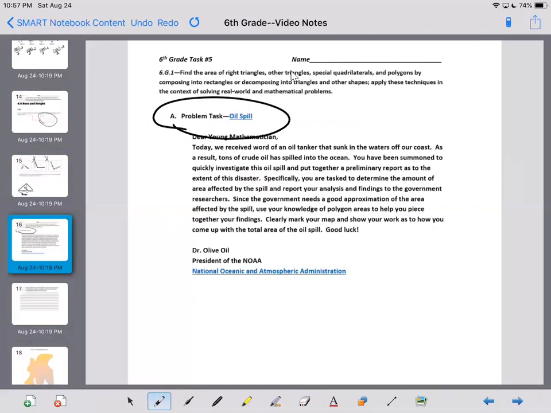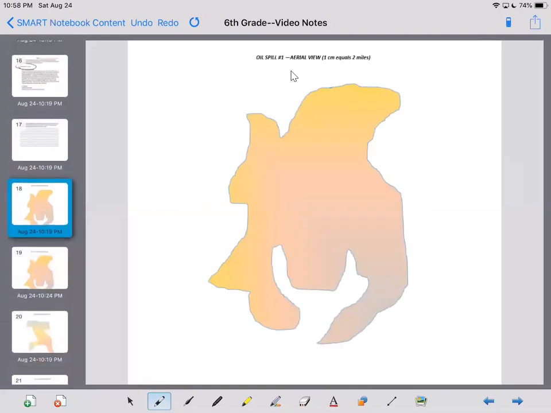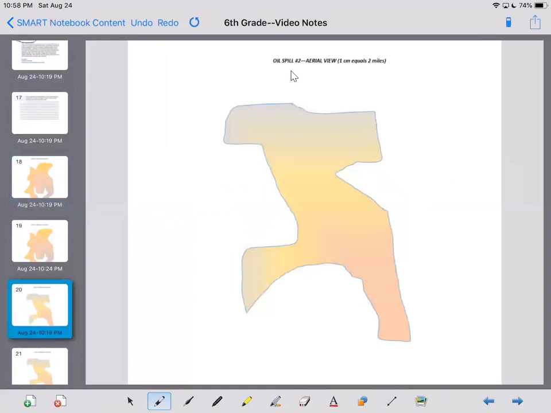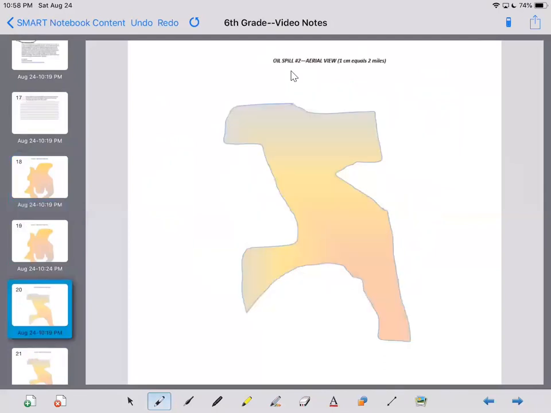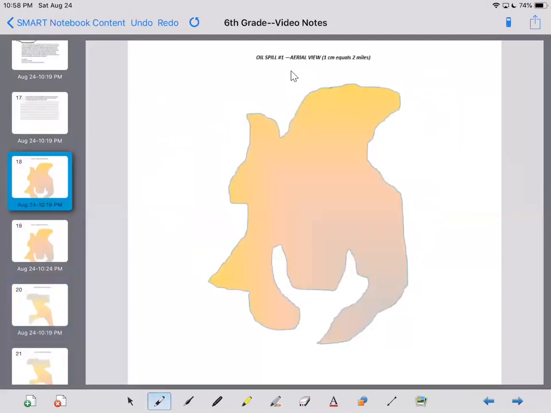We took this problem that was created, where the president of the National Oceanic and Atmospheric Administration says, hey, I need some help with this. So it's basically as if this president is reaching out to these students in class and saying, I need your help to estimate this. You can read through the task, and you can give the students different options. They can look at oil spill number 1 or oil spill number 2. It's really kind of letting the kids choose what they wanted to work on.